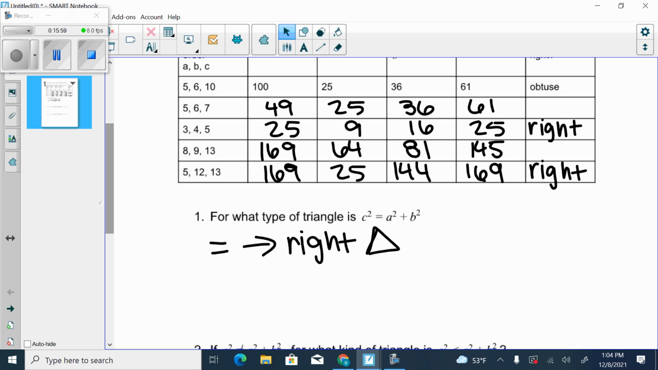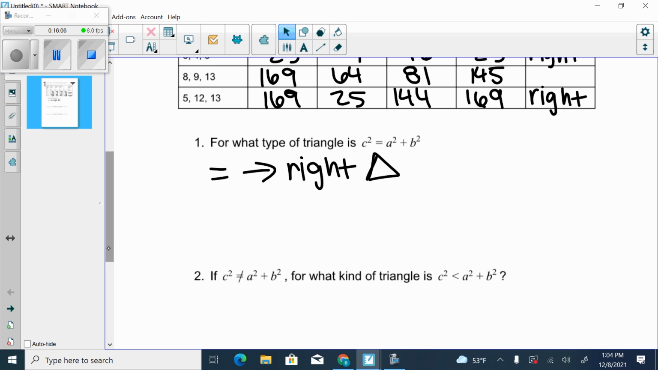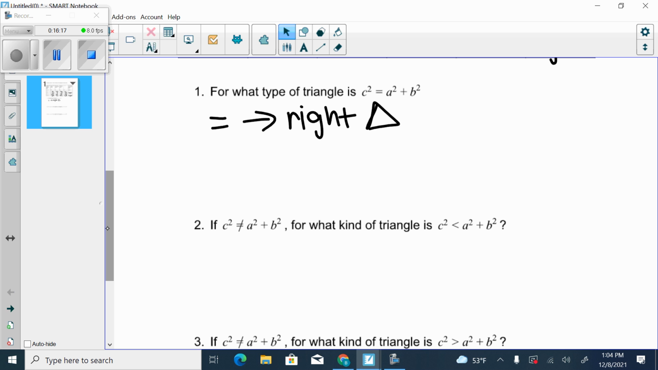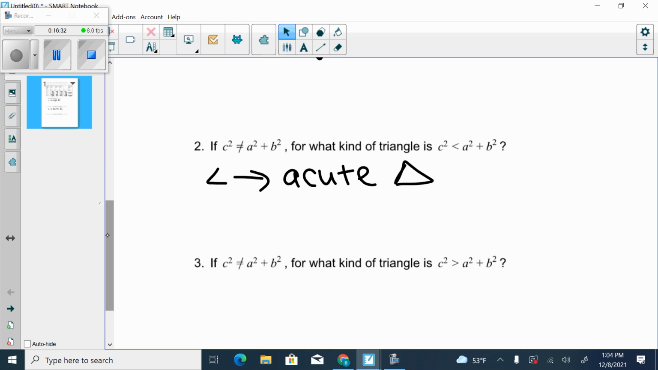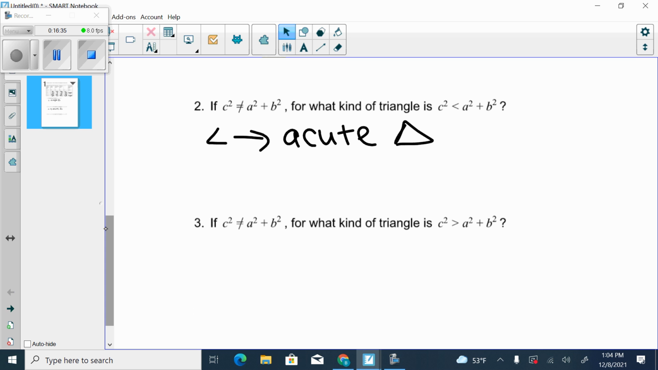Now we just need to determine which one is going to tell us if it's obtuse or acute. If your c squared is not equal to a squared plus b squared, if your c squared is less than what you get when you add the other two together, then you have an acute triangle. Which would mean in reverse, if it's greater than, we must have what kind of a triangle? Right.